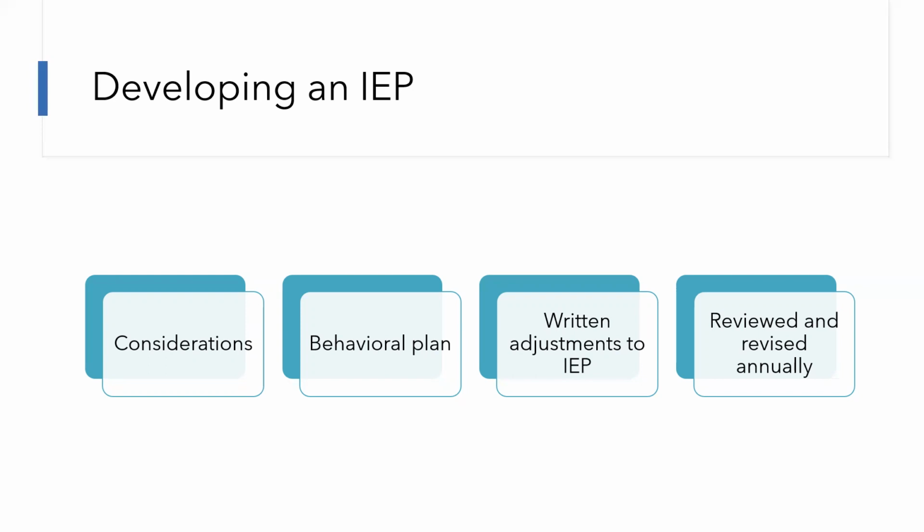IDEA states that the review should address any lack of expected progress towards the annual goal and in the general education curriculum. The team should also review results of any reevaluations that were done, information that was provided about the child to or by the parents, the child's anticipated needs for the next year, and any other matters that may pertain to their educational success.